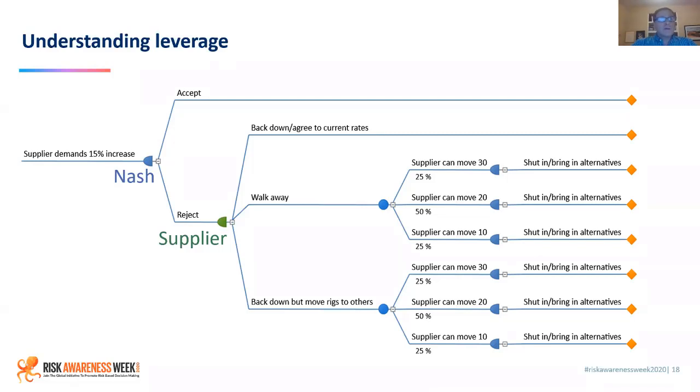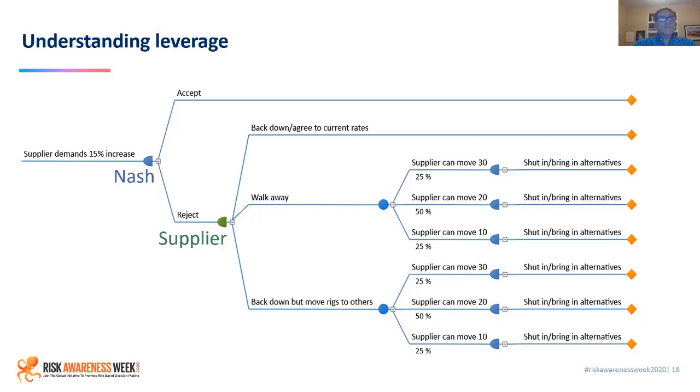Nash could accept that and bear those additional costs, or it could reject. If it rejects and the supplier backs down, then you're back to the current rates. The supplier could also walk away, meaning they take all of the 70 rigs that they're supplying to Nash and walk away, which would be enormously dangerous for Nash. They could also back down, but move some rigs to other producers. So the question was, how many could they actually move to other producers?